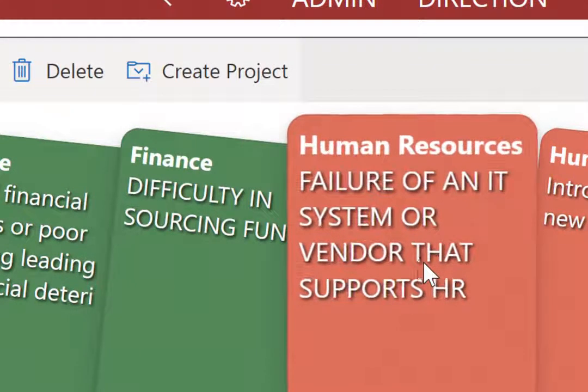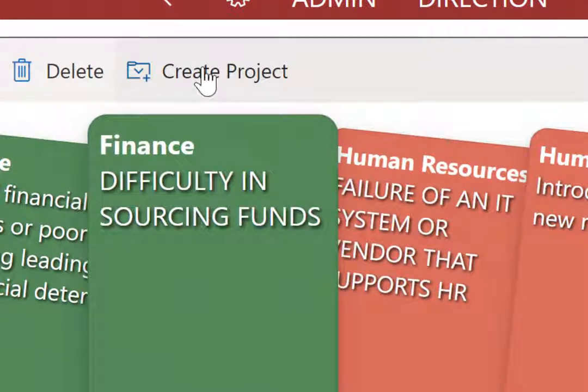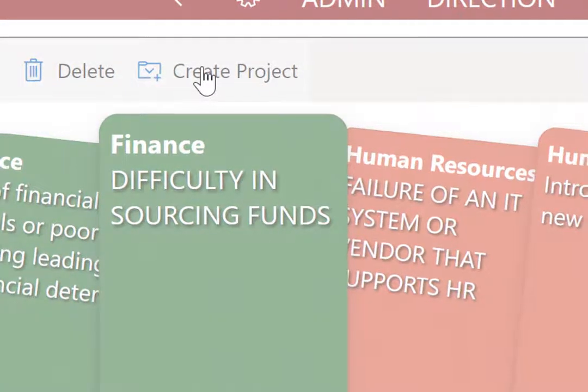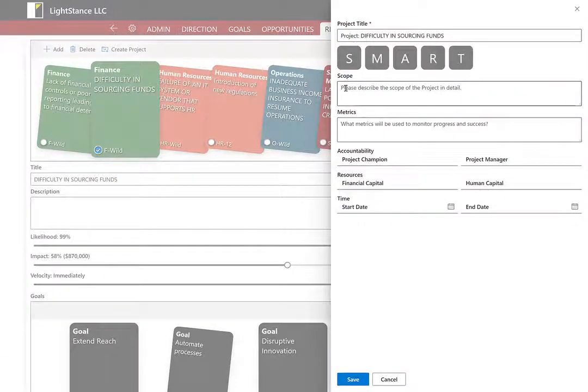The other thing that we've done is given you the ability to easily create projects to deal with a risk or an opportunity. So we had SMART goals to begin with. We were prescriptive, we were specific, we want to measure them. Now we want to do the same thing for the execution of projects related to risks or opportunities. The acronym is the same, the words are a little bit different. What's the scope of the project? What are the metrics for the project? The A is now accountability.